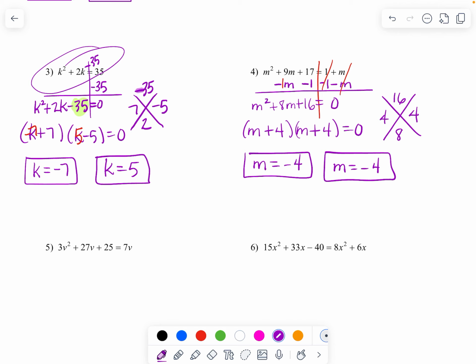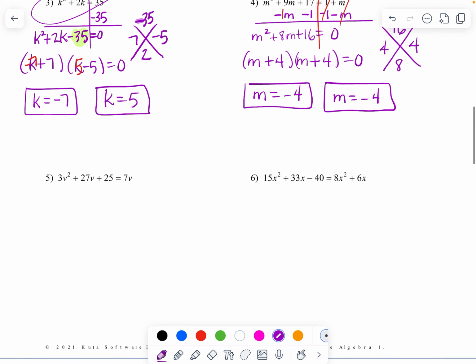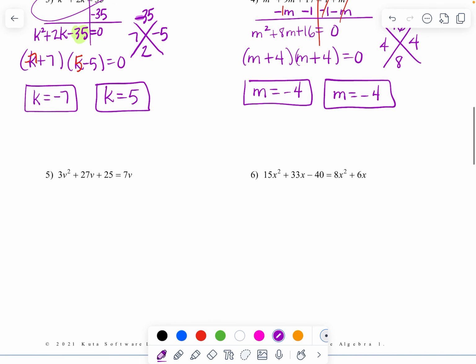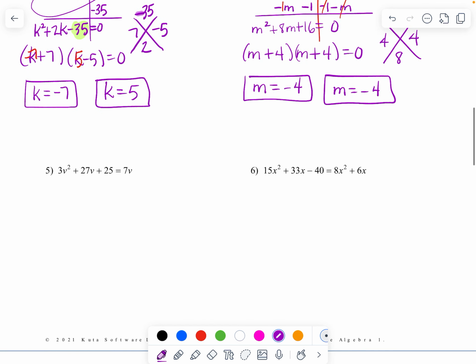That's called a repeated answer, and you would learn more about what that actually means when you get into Algebra 2. So for now, you can either state it as a single negative 4 or you can write it twice. Either way would be fine with me. So if you ever get parentheses that are identical, you really only have one unique answer. All right, you have m equals negative 4.